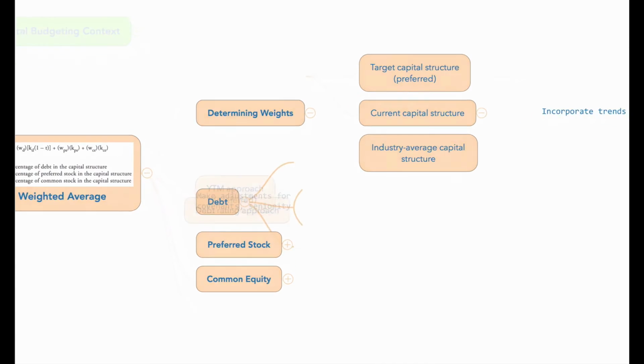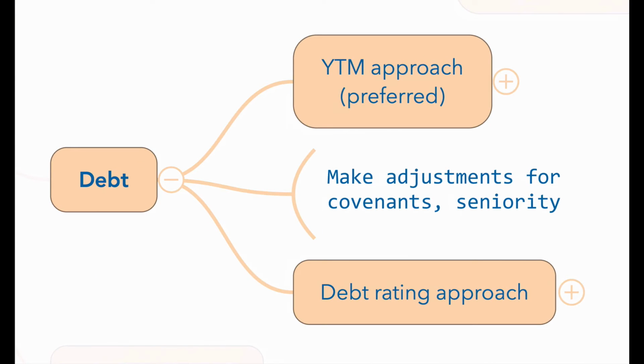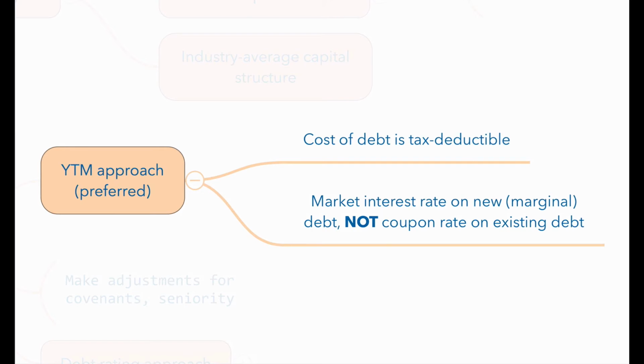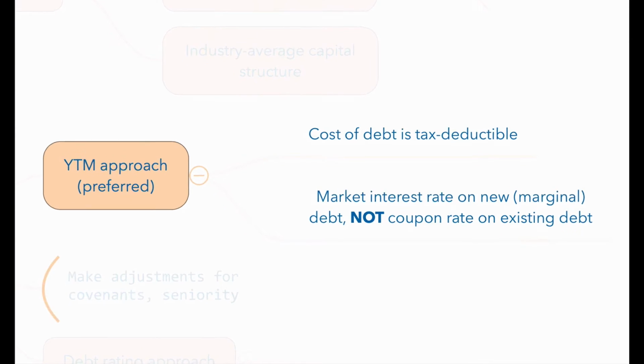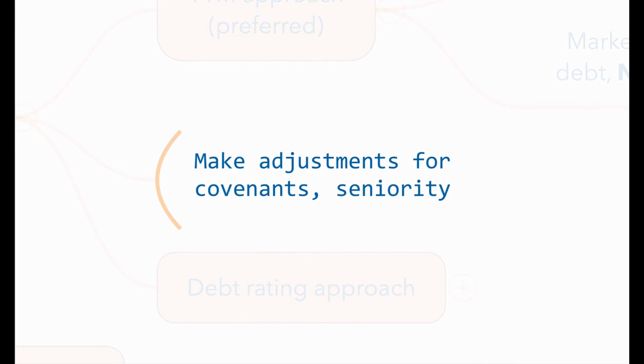As mentioned previously, the cost of debt is the market interest rate or the yield to maturity on new or marginal debt. It is not the coupon rate on the firm's existing debt. Note that we should make appropriate adjustments to the estimated before tax cost of debt to account for debt features such as covenants and seniority.